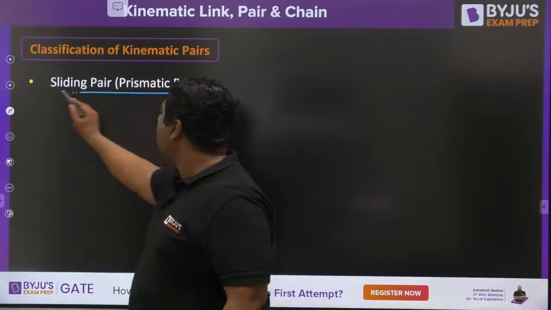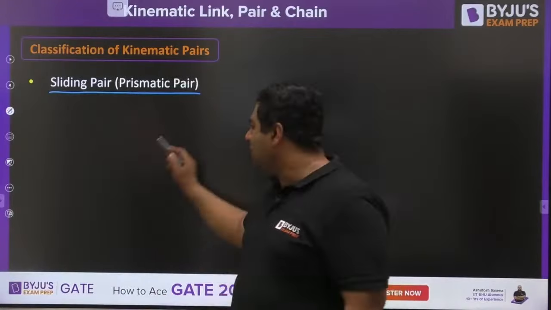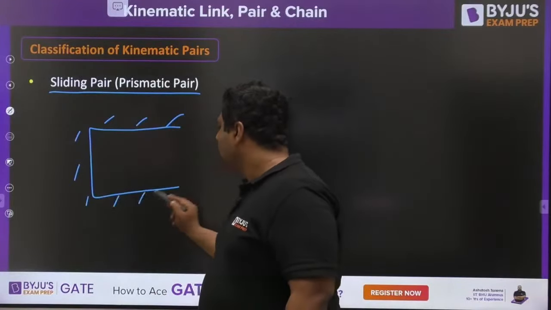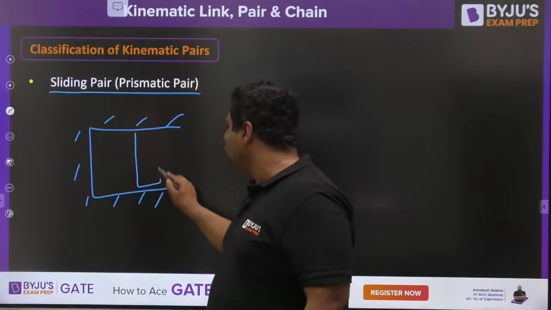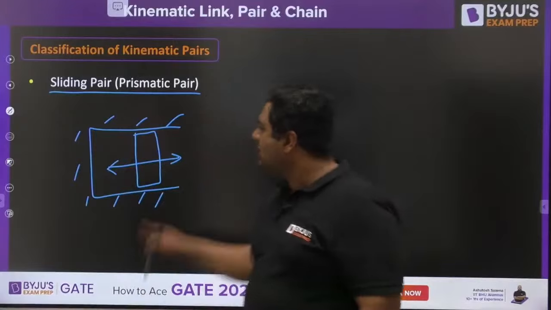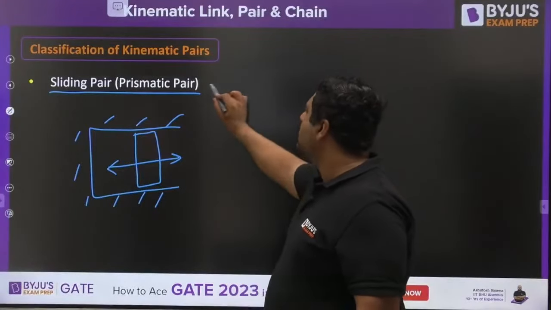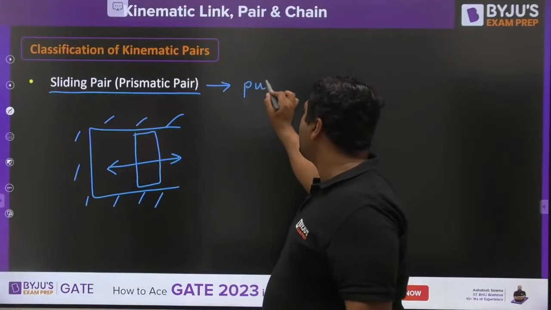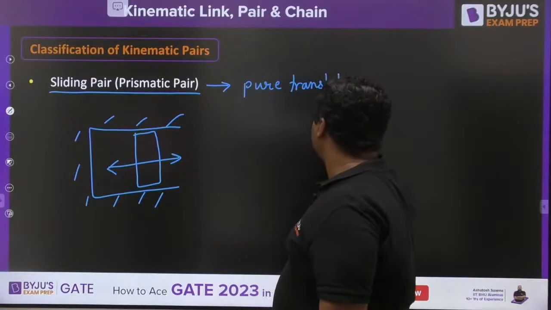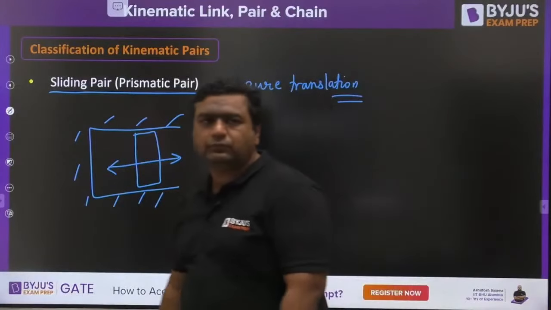Next is the sliding pair or prismatic pair. So my dear, when you have a cylinder and a piston, then the motion between these two is pure translation or sliding. So this is the example of prismatic pair. If relative motion is pure translation, we call it a sliding pair.